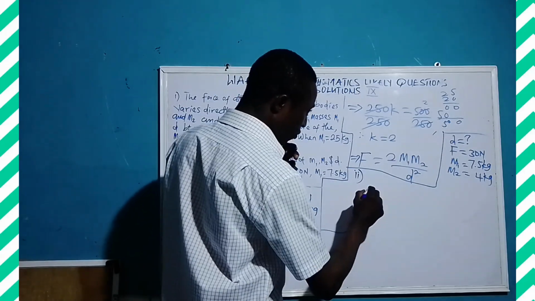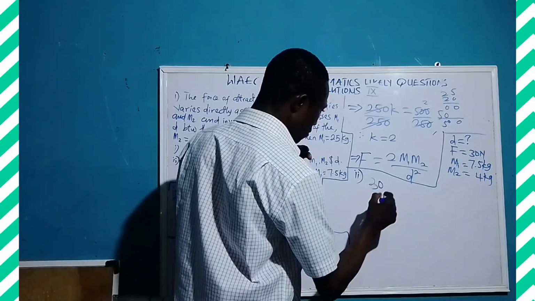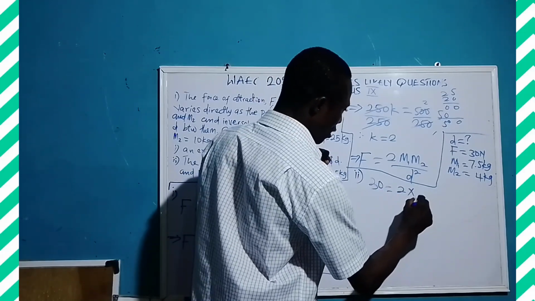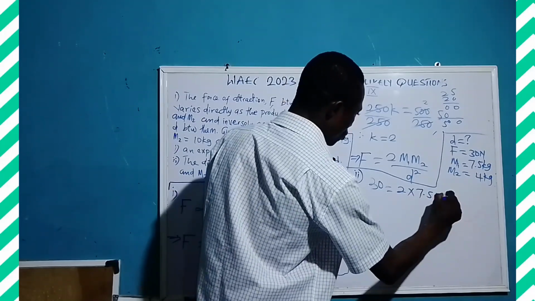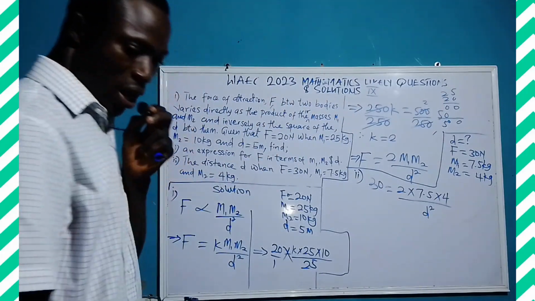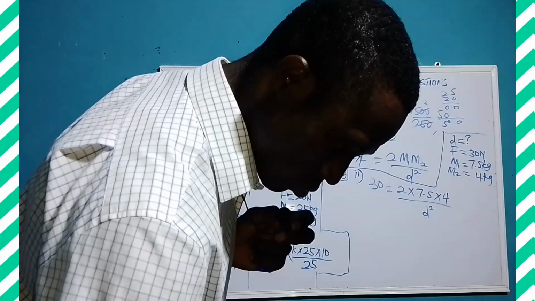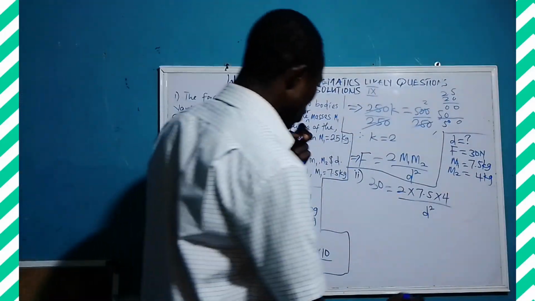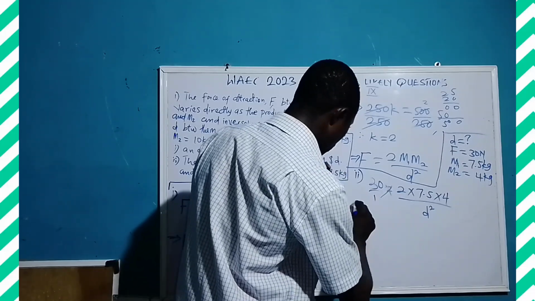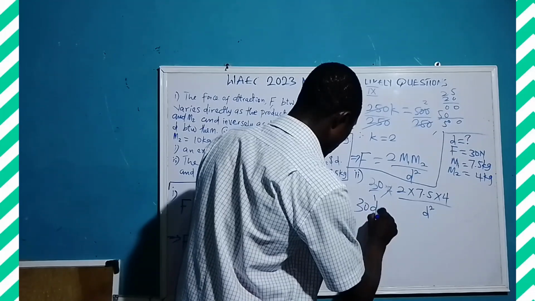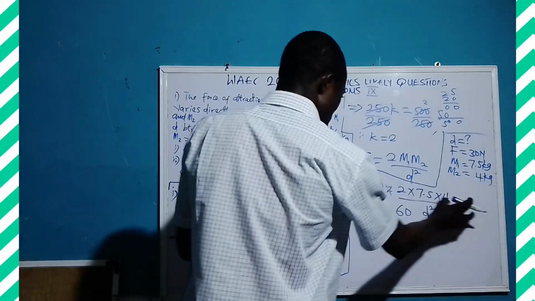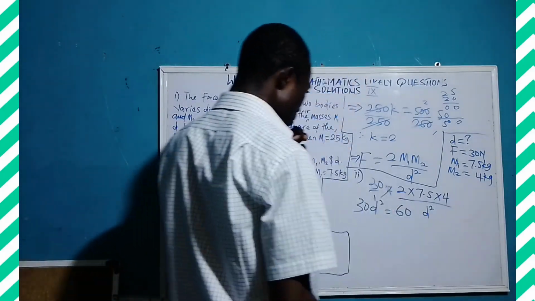So you have F to be 30 Newton, so just write down 30. And you have 2 as constant. Then M1 is equal to what? 7.5. What is M2? 4. All over D square. You have to use your calculator. First and foremost, do cross multiplication. So that will be 30D square equal to 60. With your calculator, 2 times 7.5 times 4 will give you 60.